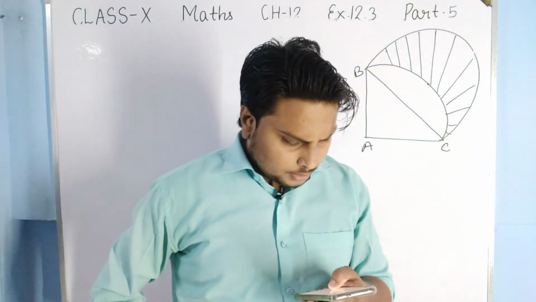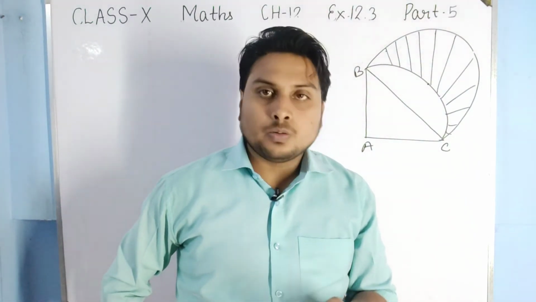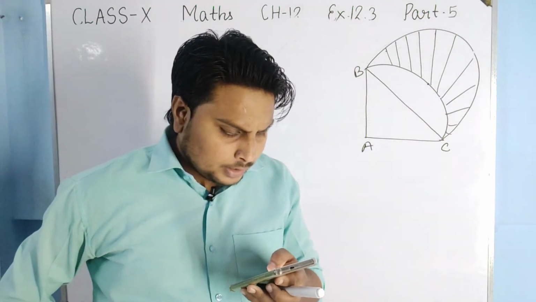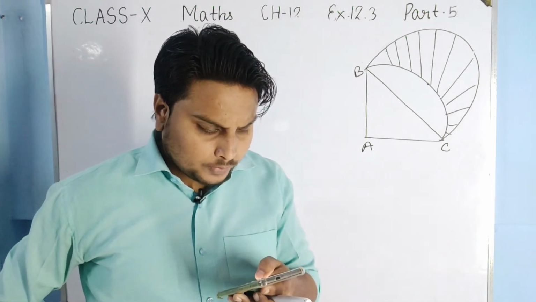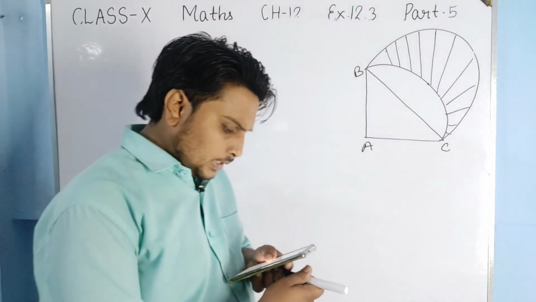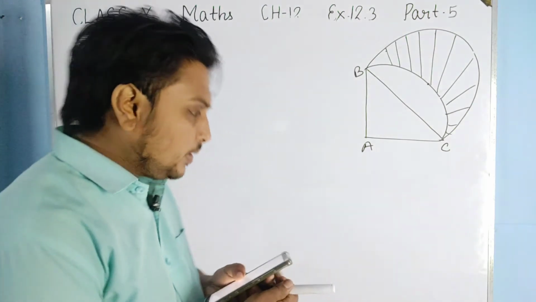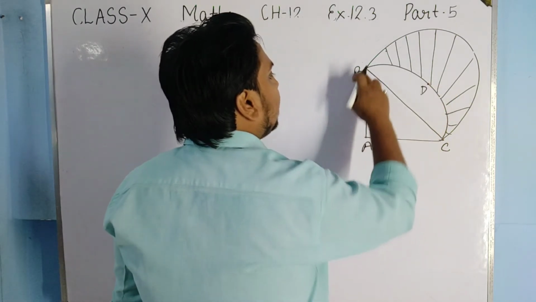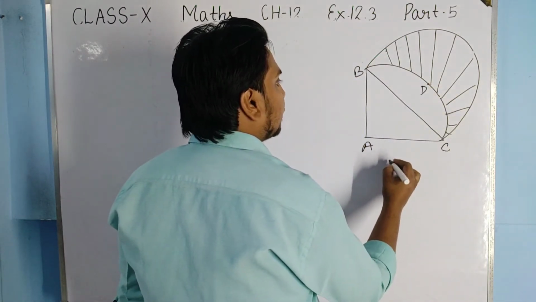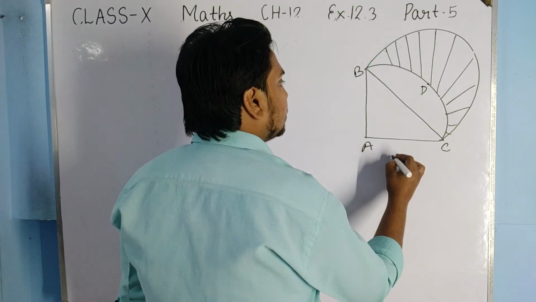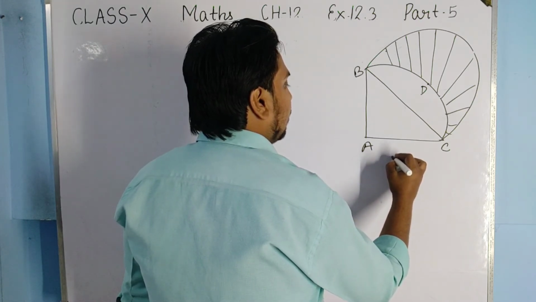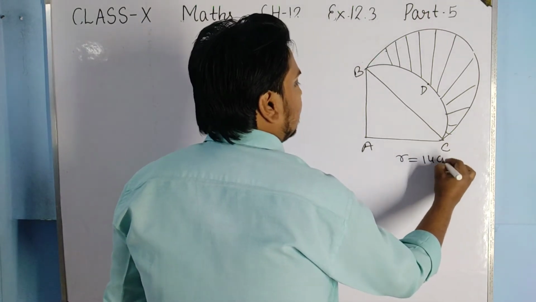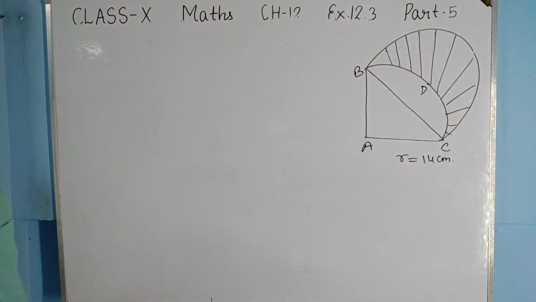Now students, coming to question number 14, its figure is like this. What is given in the question? It is given that in the given figure ABC is a quadrant of a circle of radius 14 centimeter. So basically this is A, B and C, suppose here it is D. So ABDC is the quadrant whose radius is given as 14 centimeter.